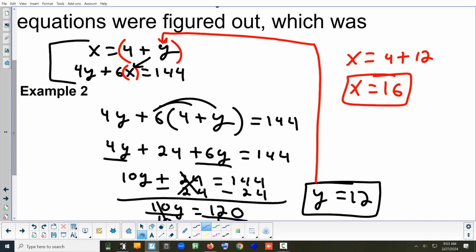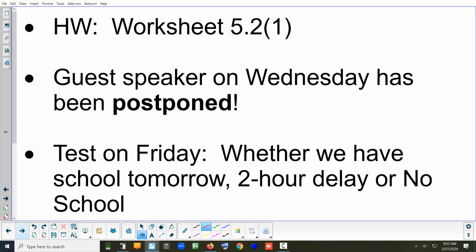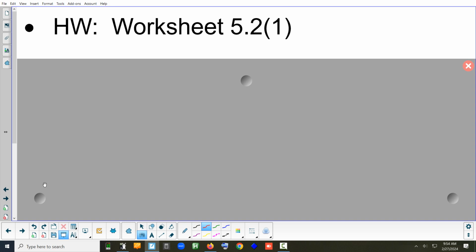Okay. So all the problems that you do in the homework tonight will always have one equation with a letter by itself. Tomorrow we'll do ones where that doesn't happen. Okay, so homework tonight is the 5.2 part 1 worksheet. 5.2 part 1 worksheet.